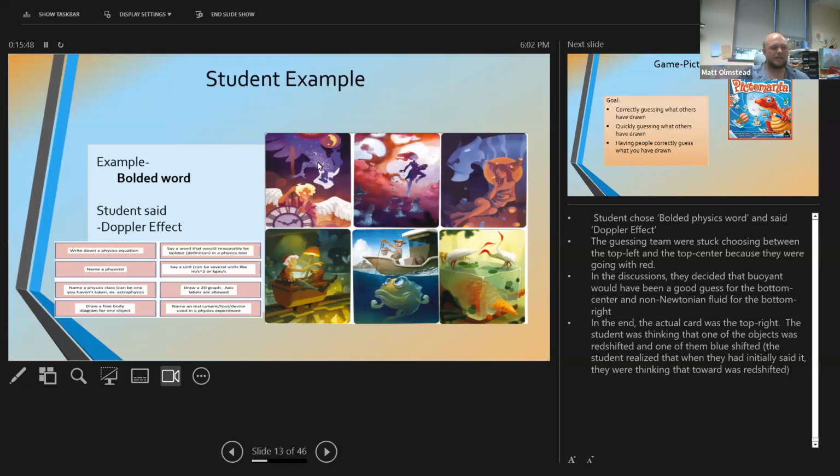But they came up here and they guessed this left one. And the actual answer was this top right one. And the student was, again, thinking this idea of red shift and blue shift, right? So red and blue. But in physics, it's when you're away from it is red and towards you is blue. So that's why the other students didn't like this one, right? But again, we're trying to connect these different ideas. And this is one they really like.